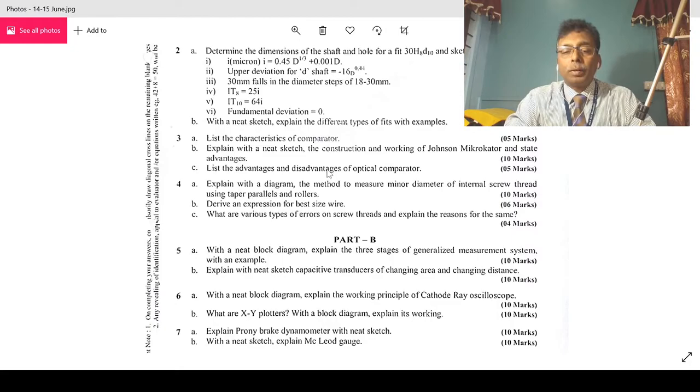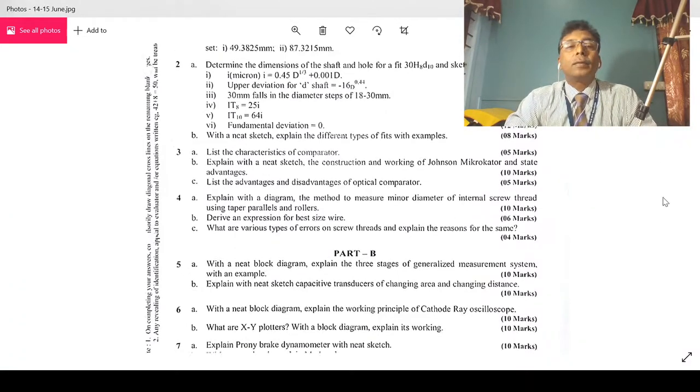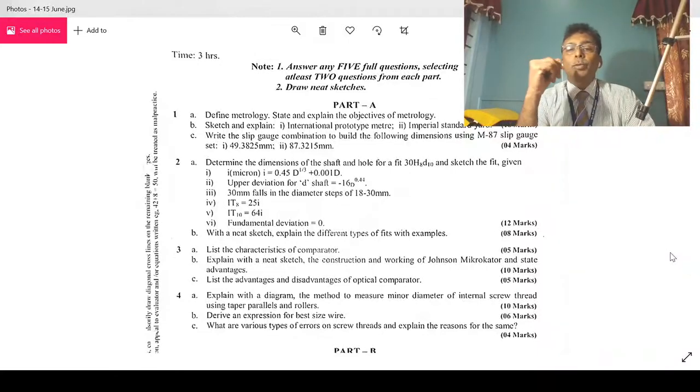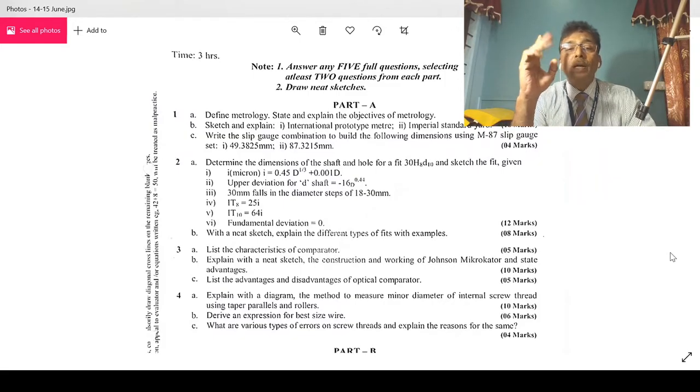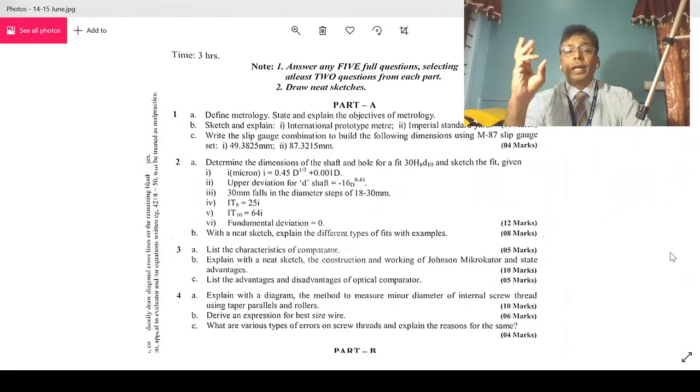Can you see the question paper? Okay, let us continue the question paper. What is the next question? Next question is, as I said, international prototype meter, imperial standard. Write the slip gauge combination to build the following dimensions using M87 slip gauge. Standard set is 49.3825 mm. Another is 87.321.